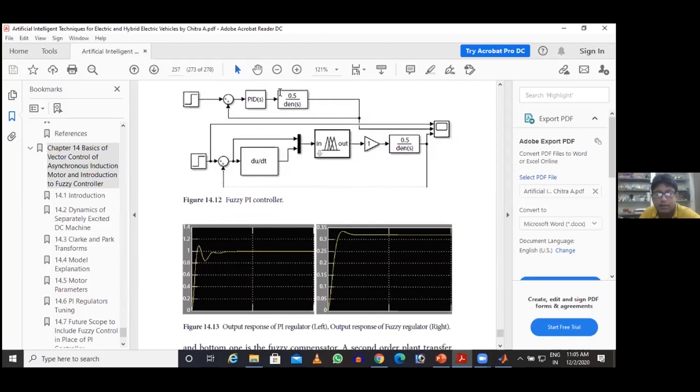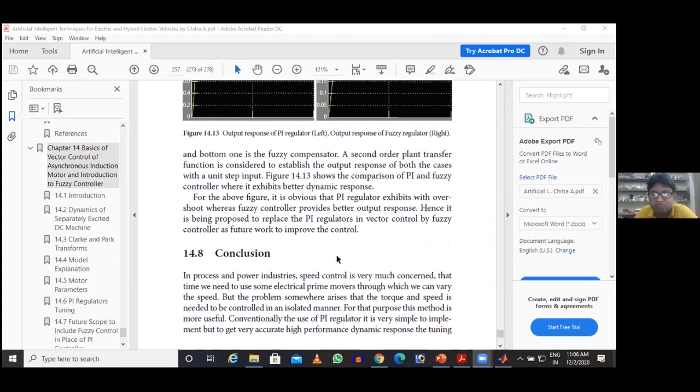You see this left side, this is the classical controller and this is the fuzzy controller. So you see that dynamic response, the settling is much better than this one. So sometimes the expert system can be replaced by a fuzzy system, is what I mean to say. So this is all about the vector control.